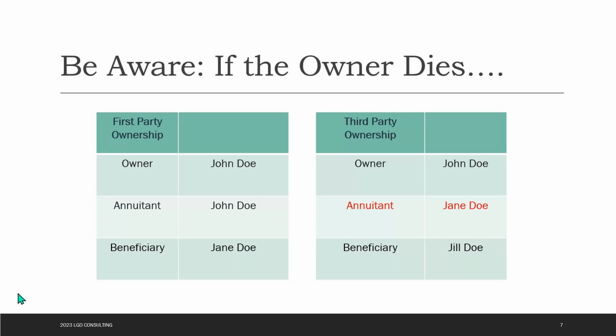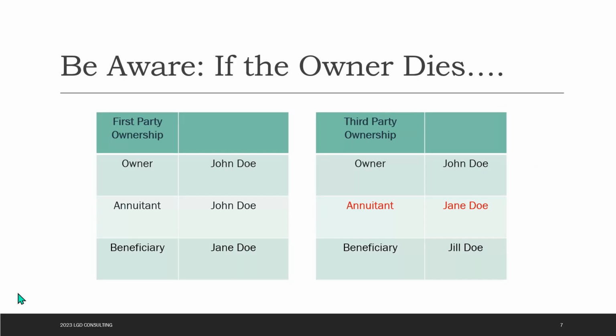So during the accumulation period, when John Doe is paying money in, if John Doe dies, Jane Doe doesn't get it. The money will go to the beneficiary, which is Jill Doe, which means if it's a traditional marriage where John and Jane are married, John's the owner, Jane's the annuitant, and John dies, actually Jill will get the money, and Jane doesn't get anything. Okay, so you've got to be wary of that.